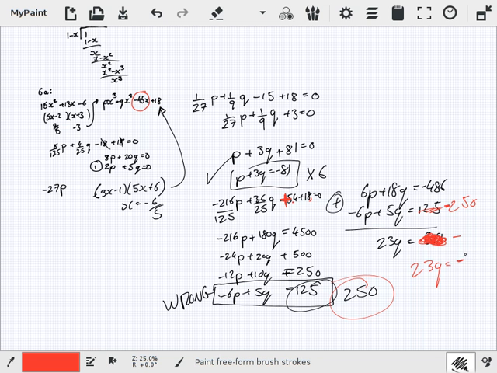Minus 736. Yeah, minus 700 and 36. Oh, minus minus. Divided by 23. What? 32. Minus 32. That's right. Which is right. Oh my god.